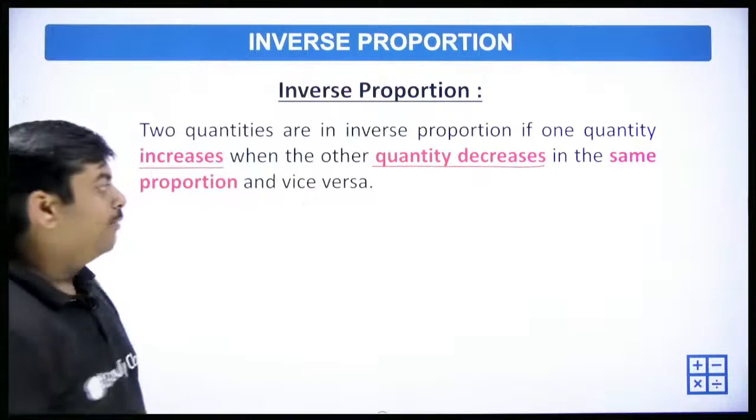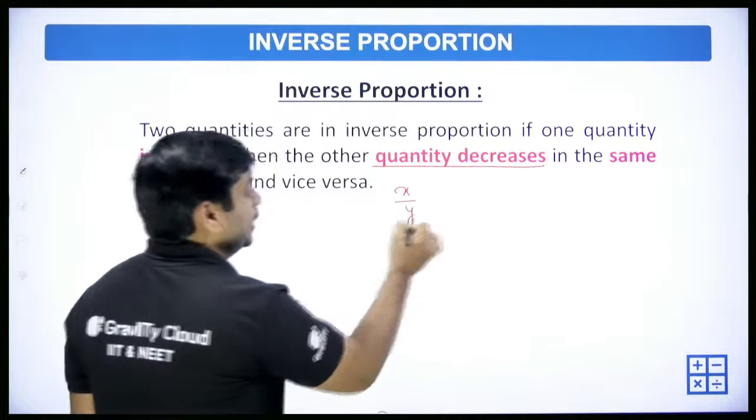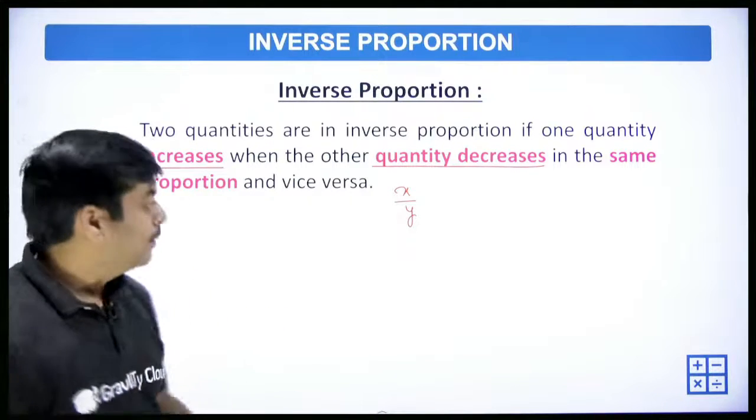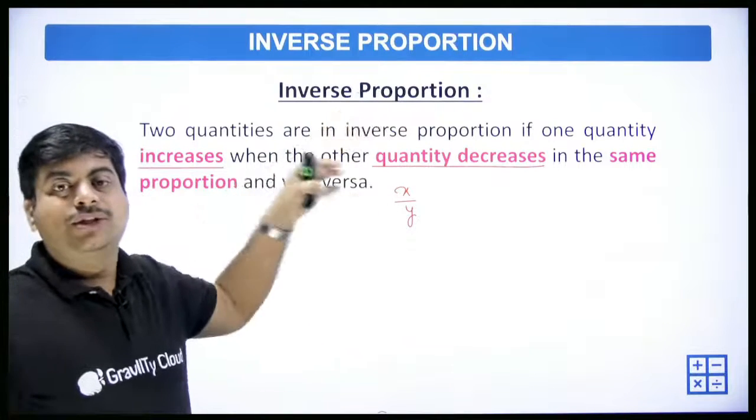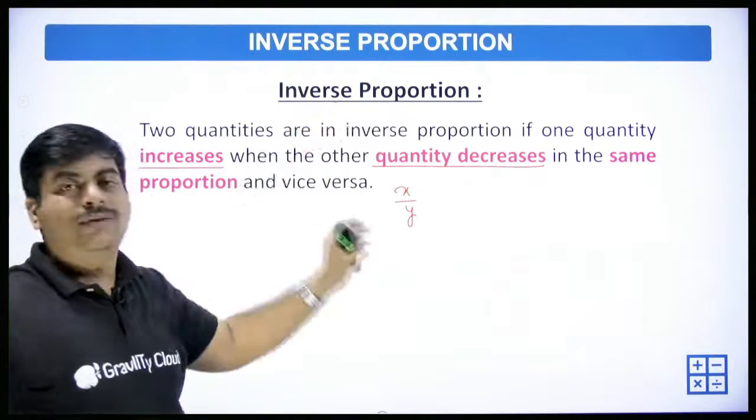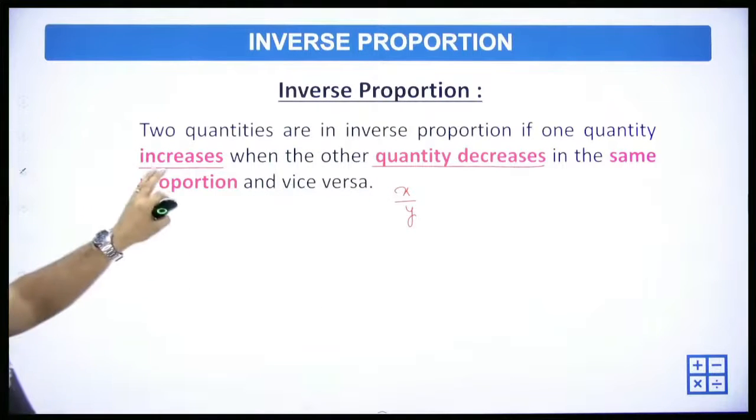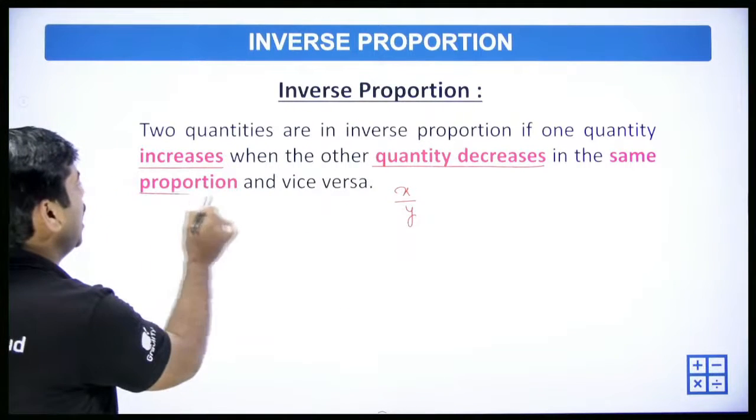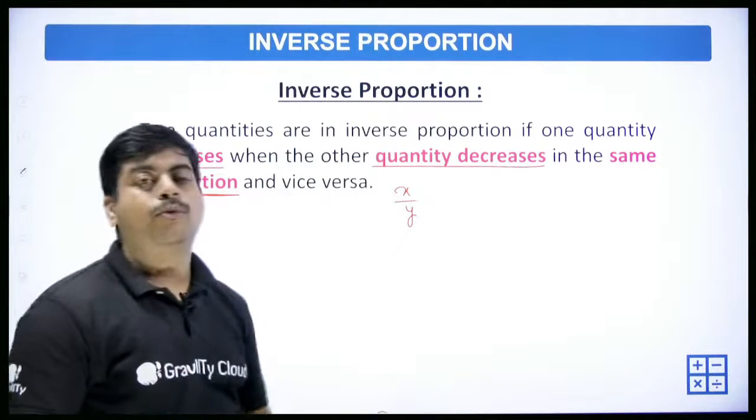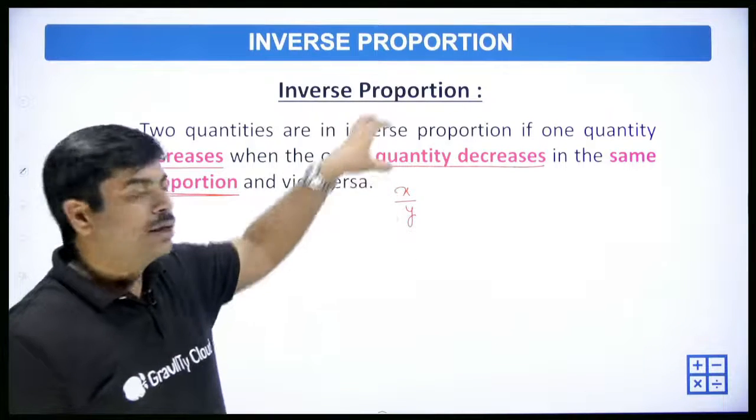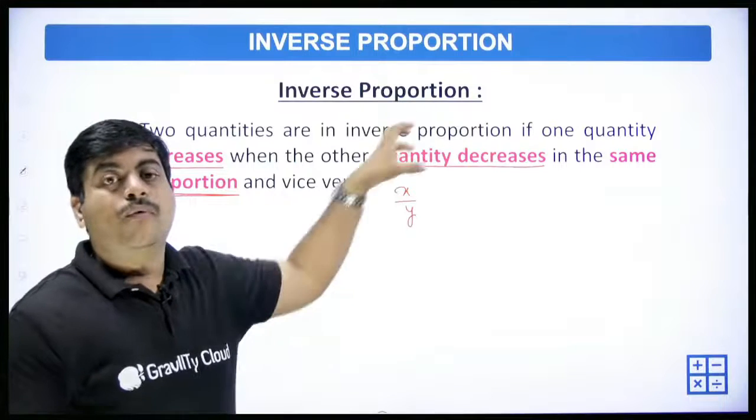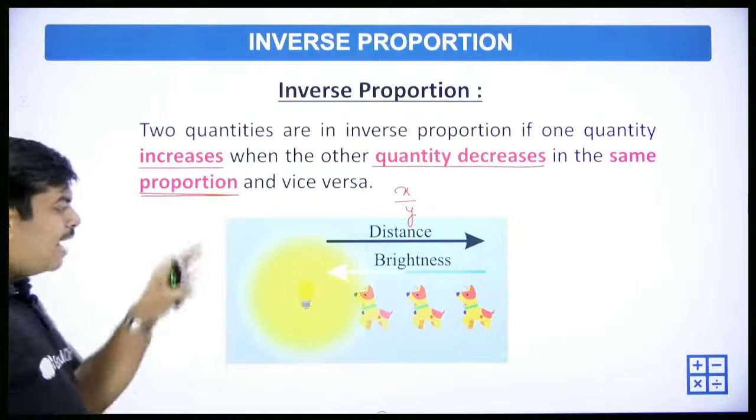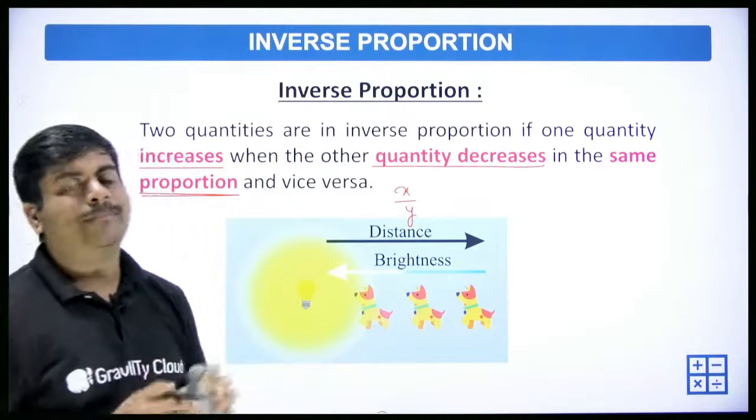When we have two quantities x and y, in the previous case of direct proportion, both of them were increasing. But here, as x increases, y should decrease, or as x decreases, y should increase. If one quantity increases when the other decreases in the same proportion, and vice versa, and they maintain their proportion. I'll give a small example where this inverse proportion can be applied.